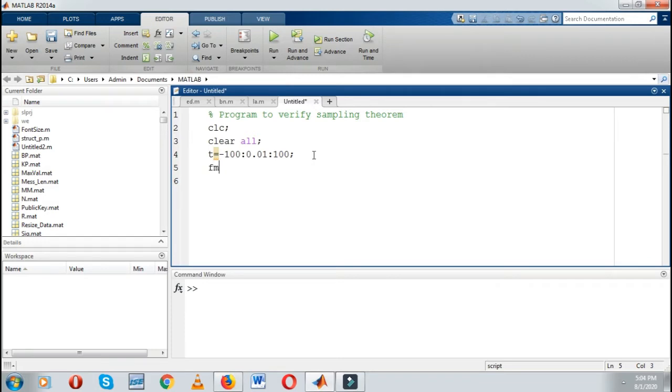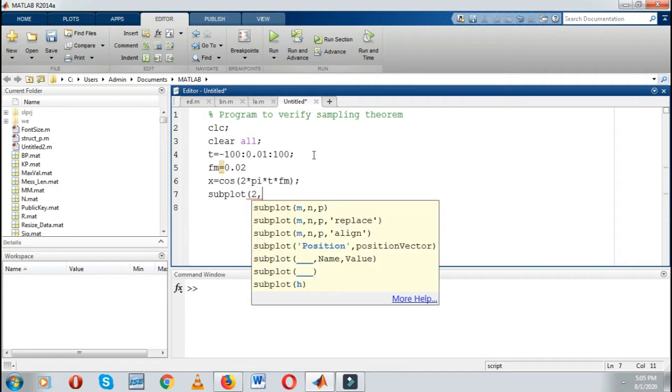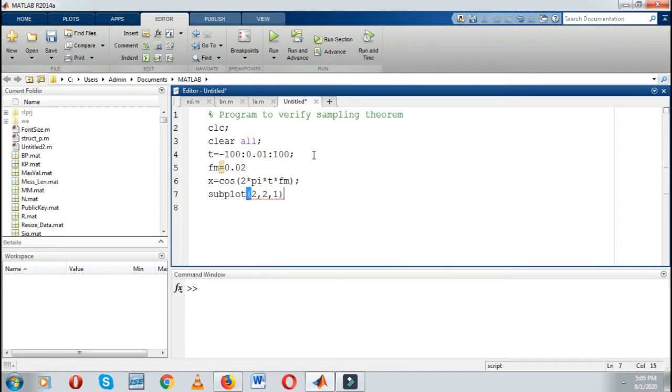Then I will write fm is equal to 0.02, that is the modulating frequency. Then I will take one signal, x is equal to cos in bracket 2 into pi into t, from minus 100 to plus 100, into fm, the modulating frequency. Then I will simply plot that signal. I will take 2 rows, 2 columns and 1 location.